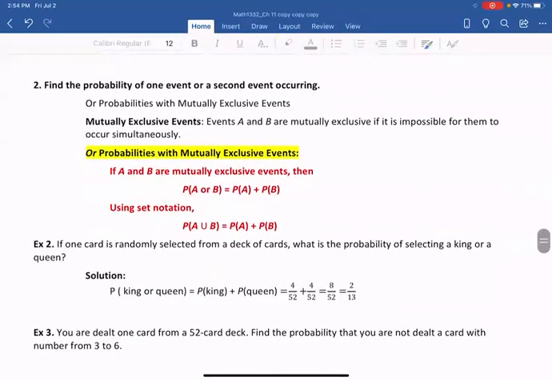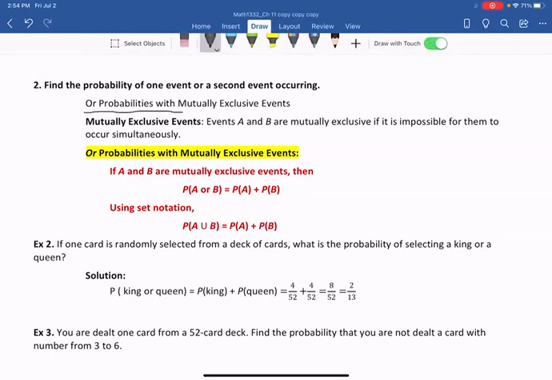Next part, 2, find the probability of one event or a second event occurring. This is the OR probability with mutually exclusive events. The events A and B are mutually exclusive if it is impossible for them to occur simultaneously. What's the meaning of that? Just like two events cannot happen at the same time. You run forward and you run backward. So you run backward and forward. These two events cannot happen at the same time.